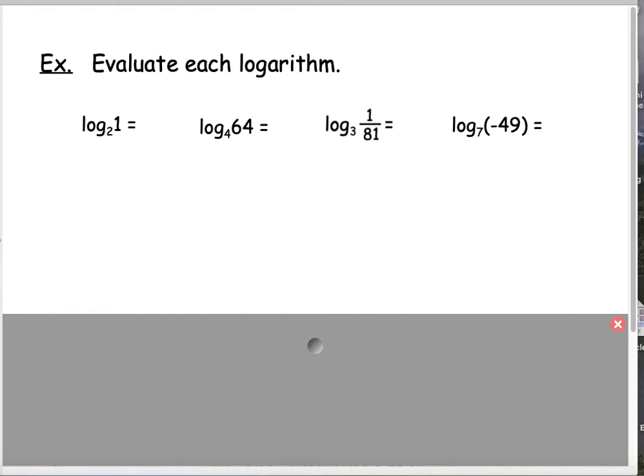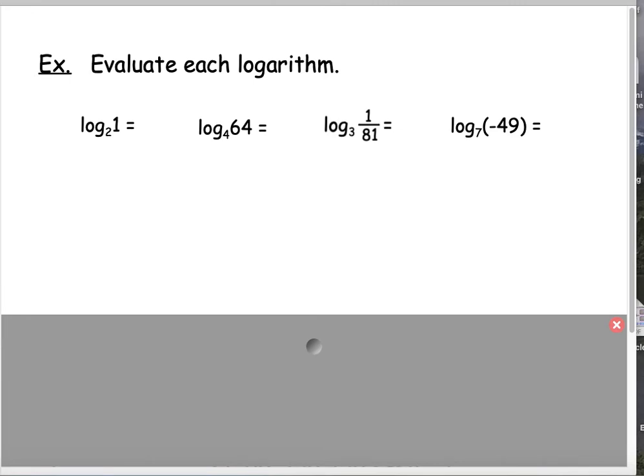All right, let's evaluate some logs now that you know how to write those in either form. What's log base 2 of 1 going to equal? Well, what that means is 2 to what power equals 1? Well, obviously it's going to be 2 to the 0 power. So 2 to the 0 power equals 1. All right, let's look at the next one. 4 to what power equals 64? Well, 4 times 4 is 16 times 4 is 64, so that's 4 to the 3rd power.